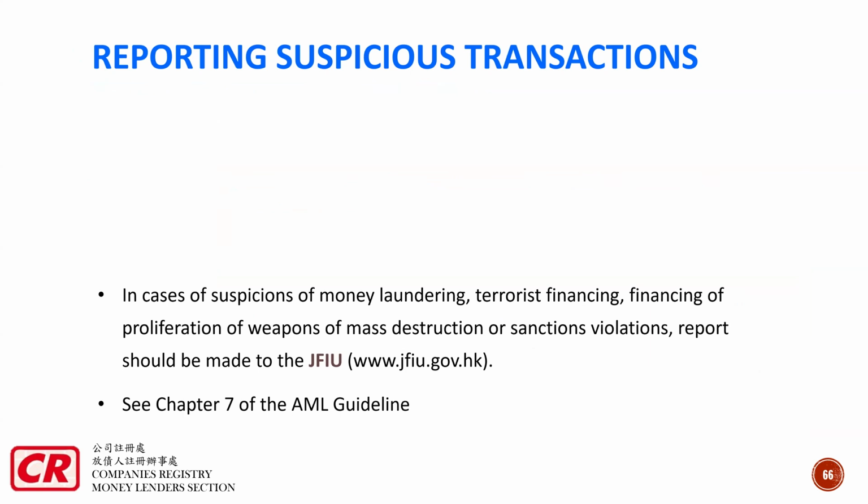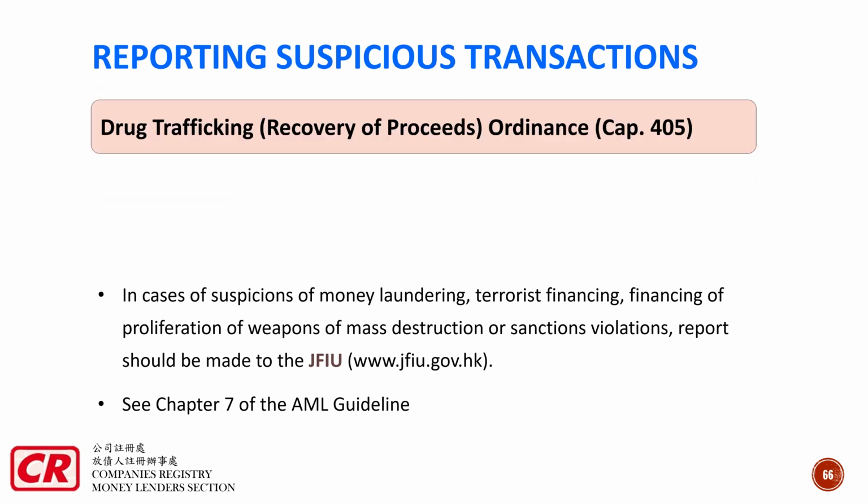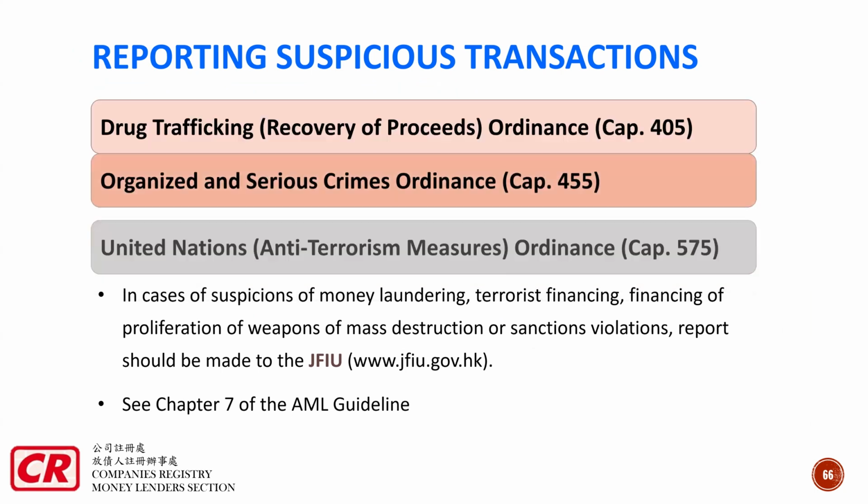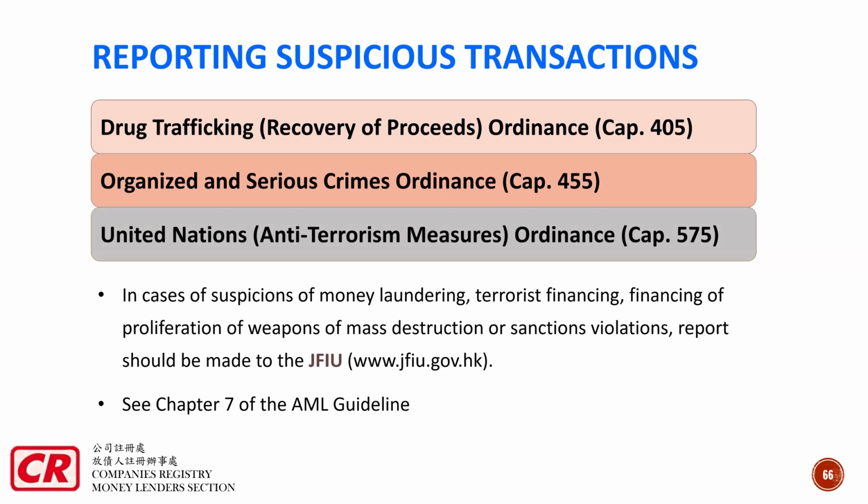For reporting suspicious transactions, please take a look at these three ordinances. In case of suspicions of money laundering, terrorist financing, financing of proliferation of mass destruction, or sanction violations, a report should be made to the JFIU. Later this afternoon, we have a session with the JFIU, so you may also pay attention to more details about the filing of the STR. You may also refer to Chapter 7 of the AML guideline.